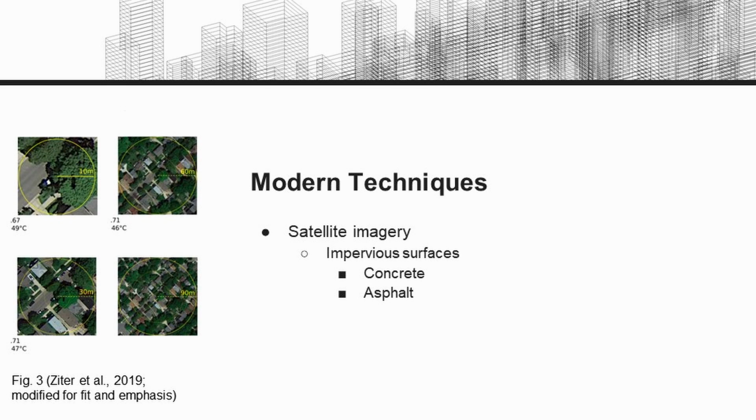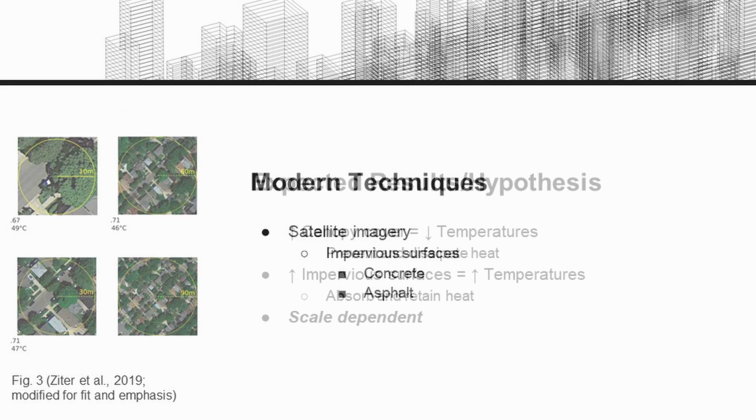Living in the 21st century, we have access to amazing technology and a wide array of resources, one of which is satellite imagery, and this was actually used in this study as well. The area of impervious surfaces such as concrete and asphalt for each location was calculated at different scales, as can be seen on the left. These measurements were then combined with the rest of the data.